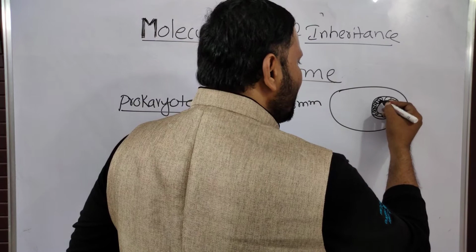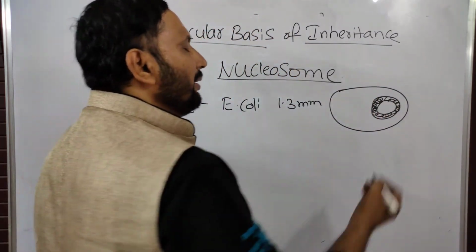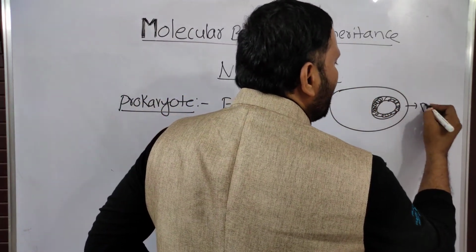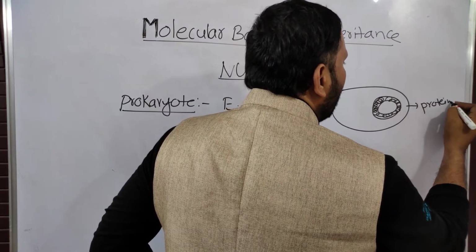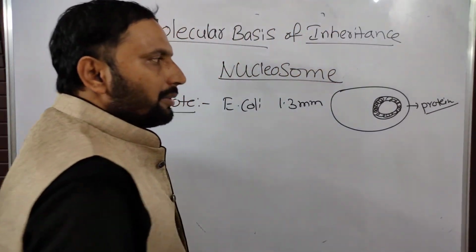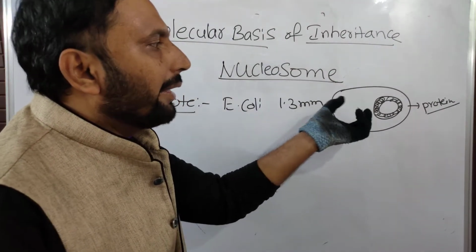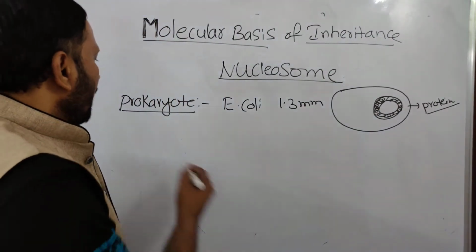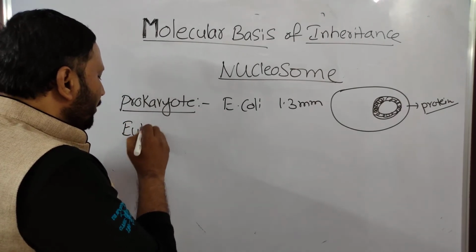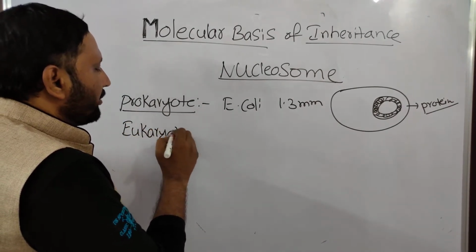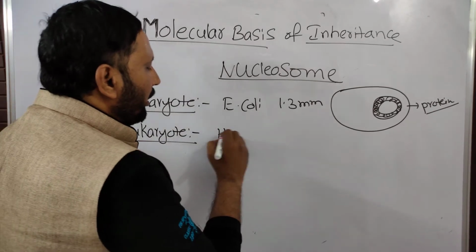So the DNA is present in a proper manner. That DNA is always associated with proteins other than histone, non-histone proteins. So their DNA is present in a packed form along with the proteins. Like that, when you go to eukaryote, for example, human being you take.